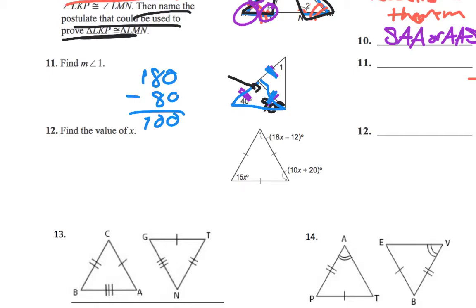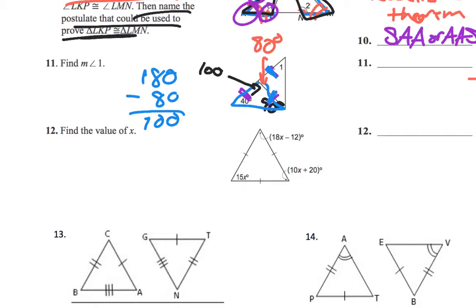So this angle right here is 100. You're like, well, I thought that looked like a 90 degrees. Don't go by what it looks like, go by what it says. So then this is a linear pair, so this angle is 80 degrees.